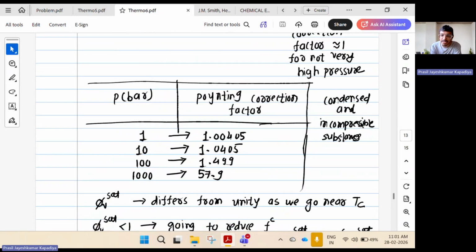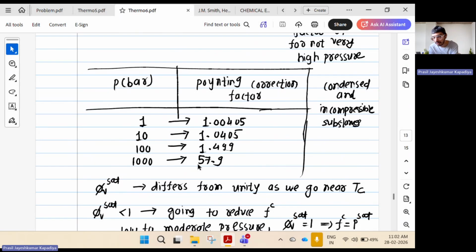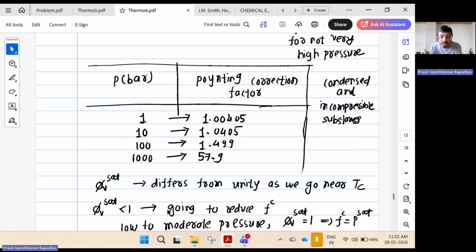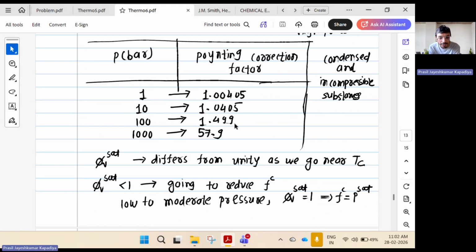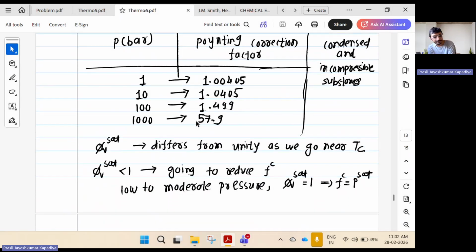Okay, so if we see this condensed and incompressible substance, when P is equal to 1, this Poynting correction factor is 1.00405. When P is equal to 10, it is 1.0405. When P is equal to 100, it is 1.499. For 100, it will slightly affect our result. And when P is equal to 1000, my Poynting correction factor is 57.9. So you see that when we are dealing at very, very high pressure, the Poynting correction factor is coming into picture.